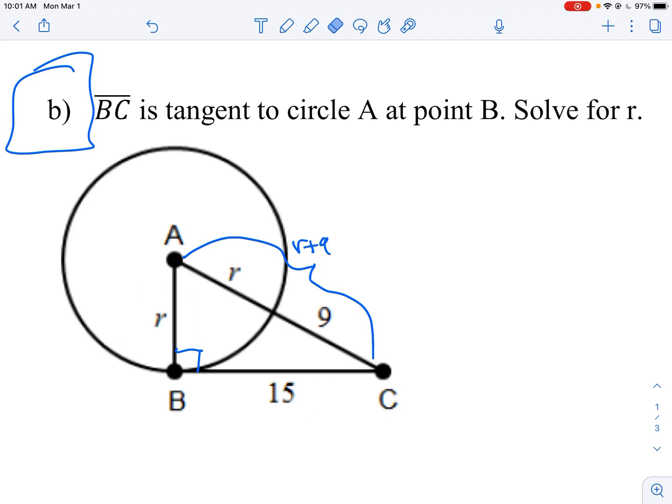And so we are going to set up the equation. Got 15 squared plus R squared equals (R plus 9) squared. This is something we've done before. It's just a binomial squared. So I'm going to write out this stuff here.